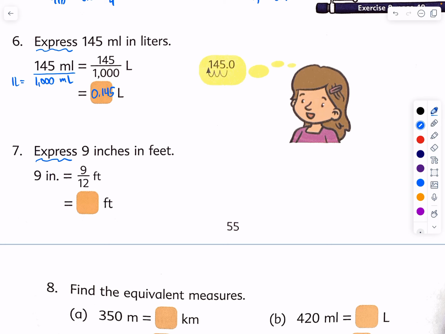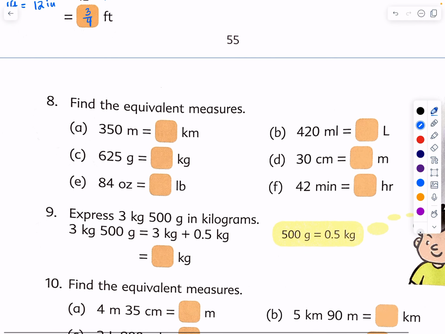Next, express 9 inches in feet. Well, we have 9 inches out of 12 inches because 1 foot is actually 12 inches. You see how we have inches on the top, inches on the bottom? So 9/12 of a foot is the same as, divide by 3, reduce by 3, and we have 3/4 of a foot. Okay, this is how we're going to continue working.